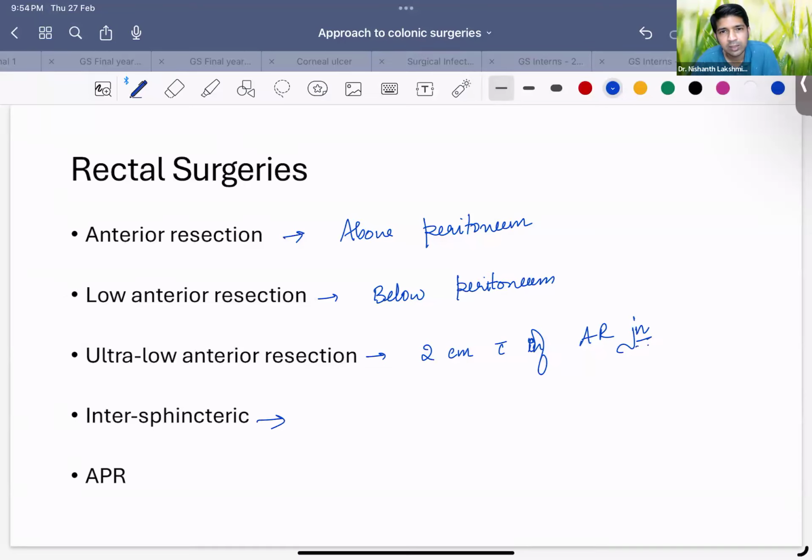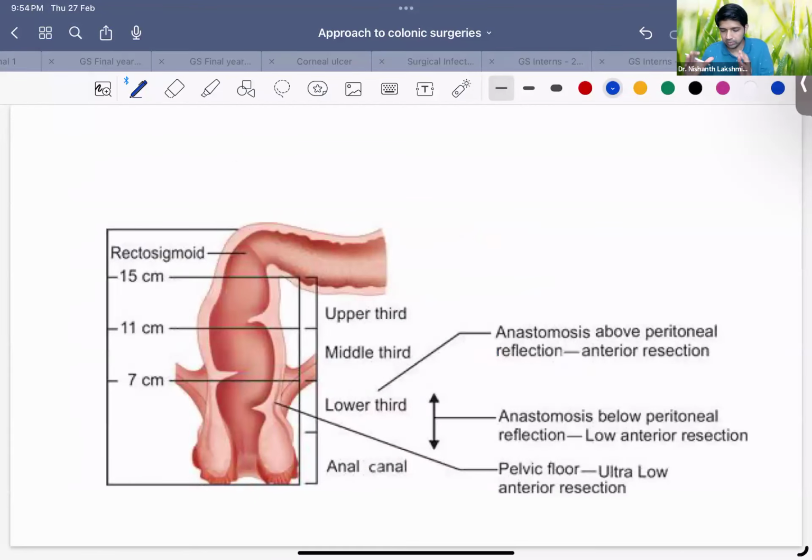Intersphincteric is? Between the sphincters. You go into the anal canal and excise a bit of the anal canal also. So basically at the end, you will have what we call a colo-anal anastomosis. So please note, till now we either had colocolic or colorectal anastomosis. Now we are directly anastomosing it to the anal canal. APR is when you take out the entire thing. Now, for those of you who are confused, I'll make it easy with images in the next 2-3 slides. Please pay attention, very, very important.